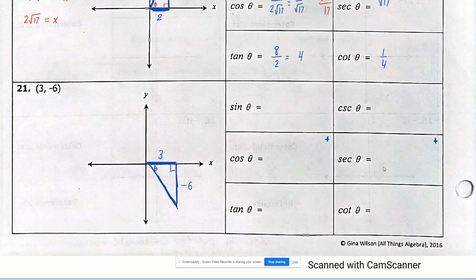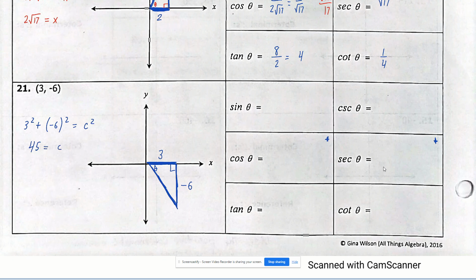Here we go. Let's find our hypotenuse. So 3 squared plus, in parentheses, negative 6 squared equals my hypotenuse squared. And I called it C this time. I called it X earlier. I could have called it R. It doesn't matter. So I'm going to do 3 squared plus negative 6 squared, and I'm going to get 45.